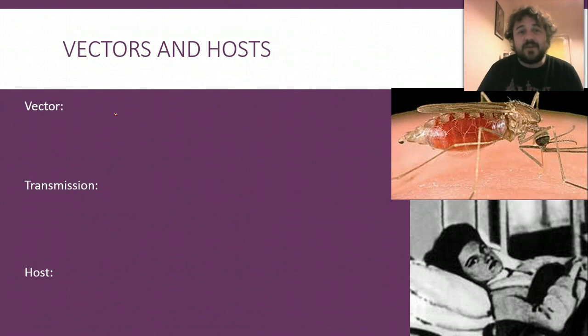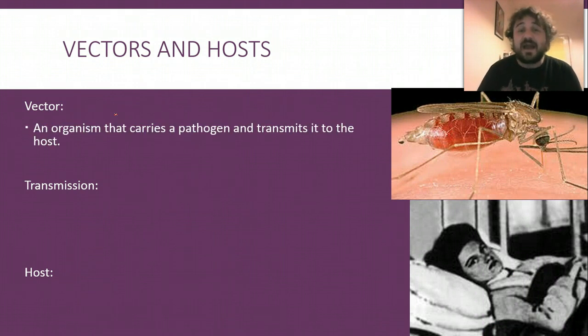Alright, so vector, transmission, host. A vector is an organism that carries a pathogen and transmits it to the host. Here is a mosquito. That plane on the first slide was a plane called a mosquito. This is a mosquito, which is a vector for lots of bloodborne diseases. And this is Mary Mallon, also known as Typhoid Mary. She basically cooked for a lot of snooty rich people and killed them all by giving them typhoid, which was a pretty brutal disease in the very early 1900s.